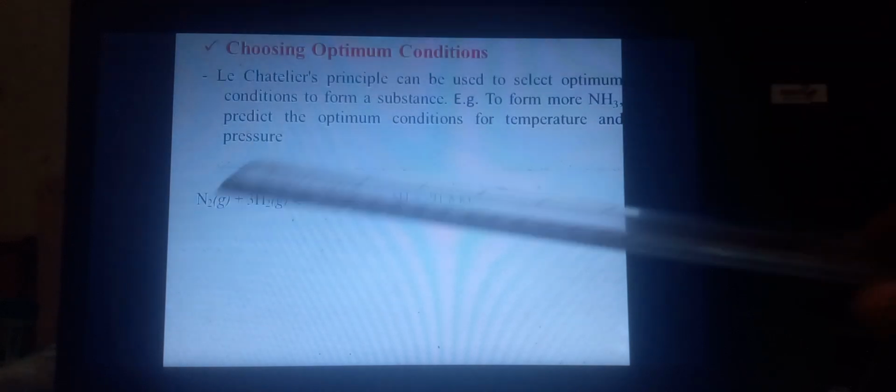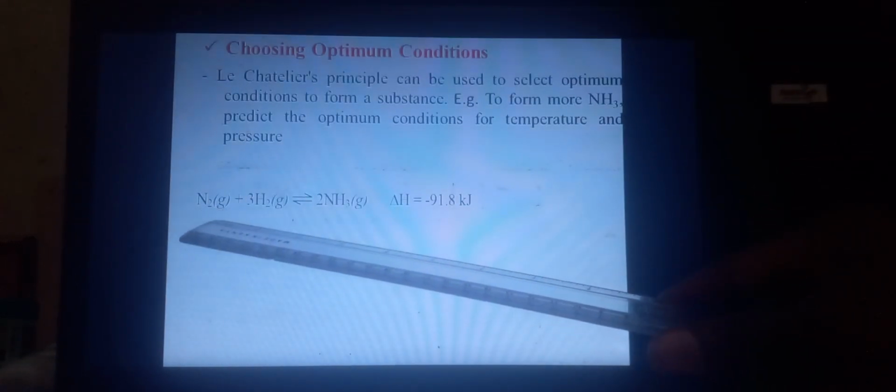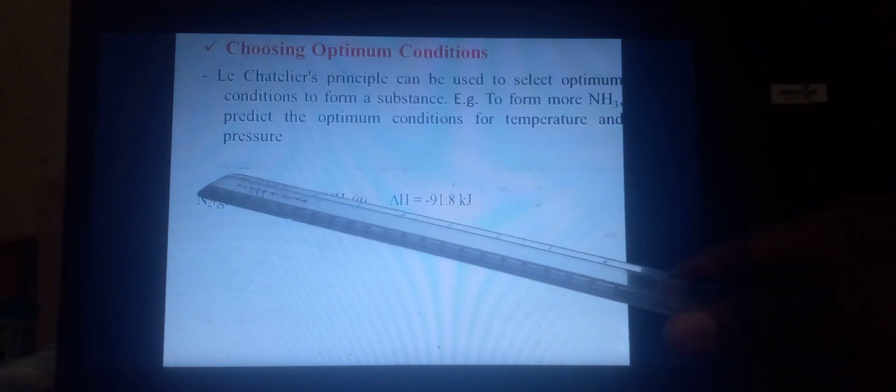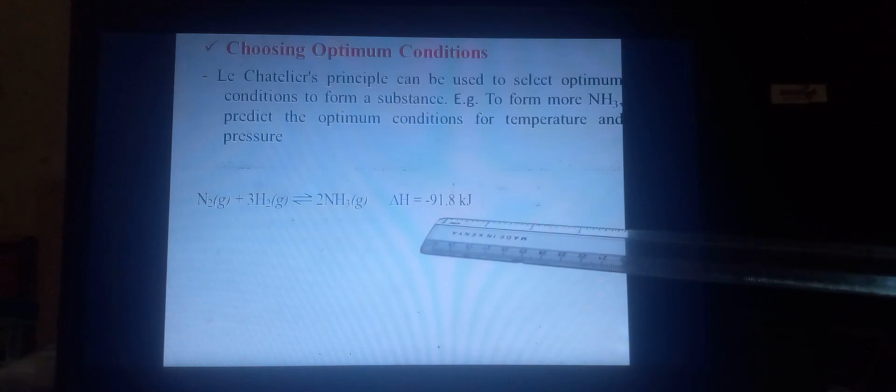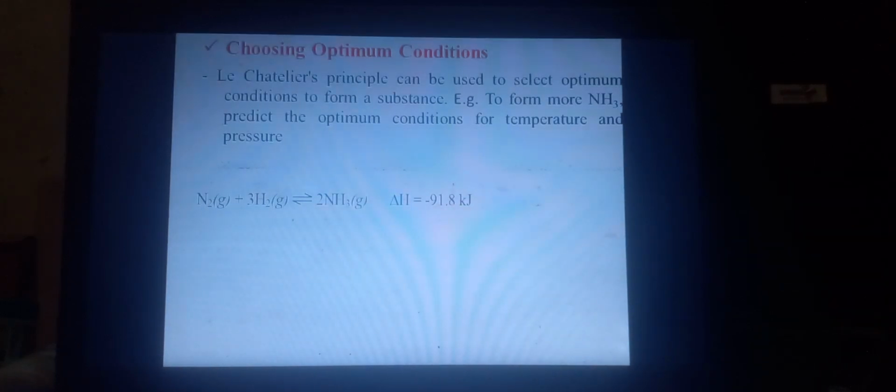Then also you can talk about an increase in the concentration of nitrogen gas and hydrogen gas. So once we increase the concentration, we shall obtain much of the ammonia gas because much of the reactants will be converted to form more of the products.